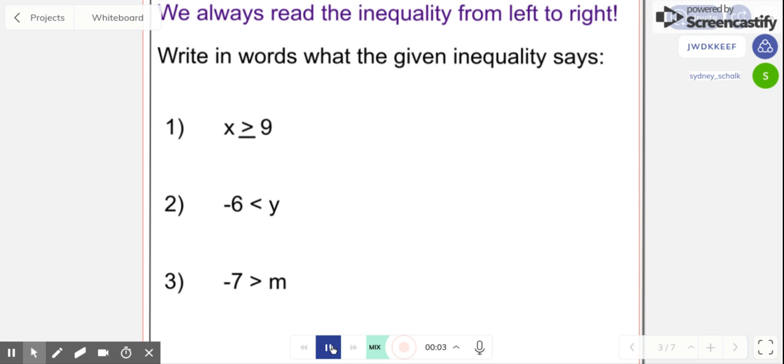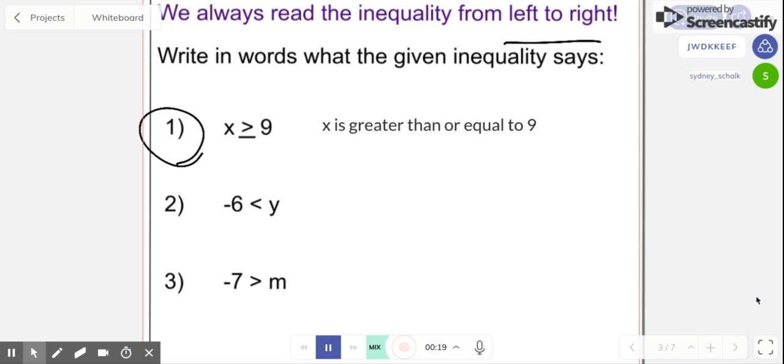One thing that we always need to remember when we're dealing with inequalities is that we need to read from left to right. So we're going to write in words what the given inequality says. This first one here has that greater than or equal to sign. So we read that as x is greater than or equal to 9.